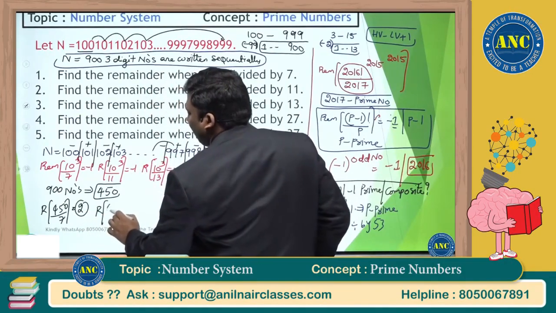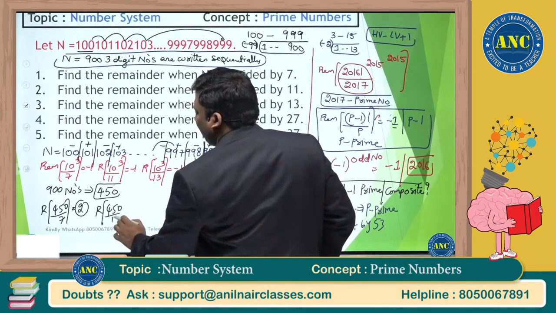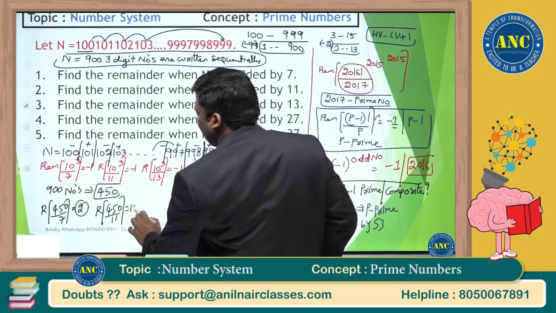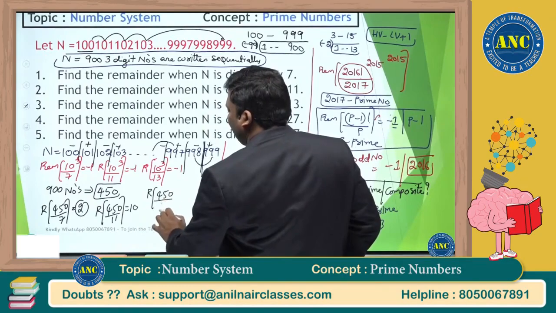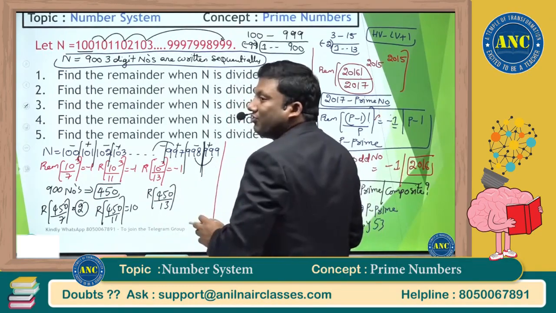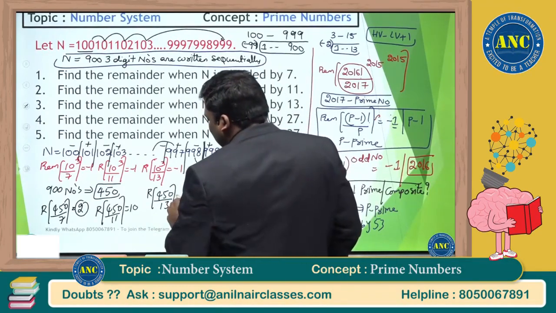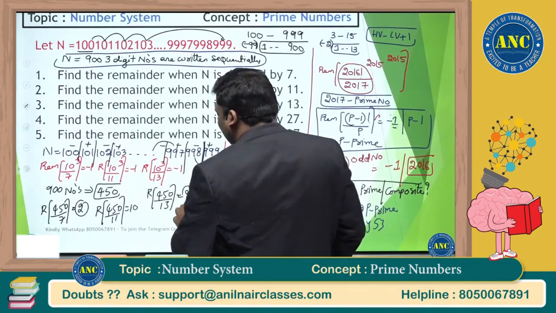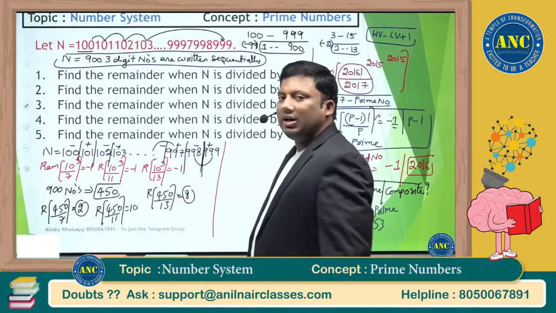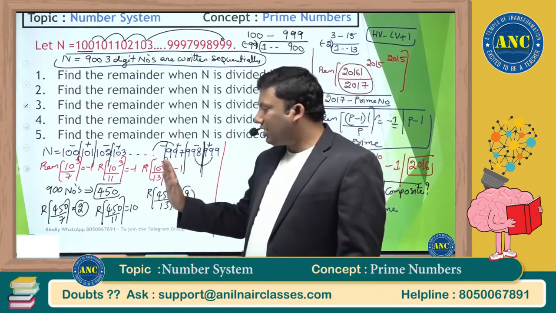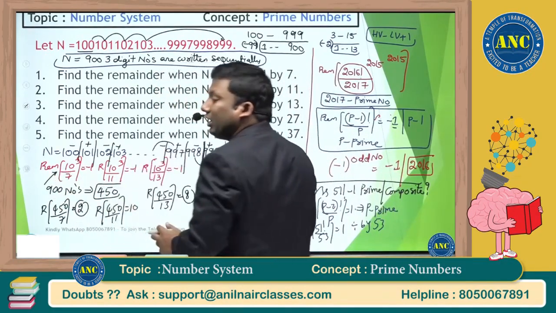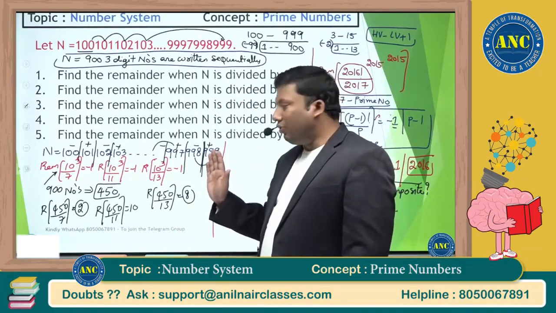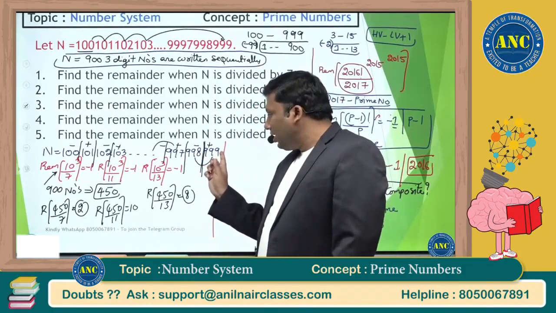Similarly, 450 divided by 11: 11 4s are 44, remainder 10. 450 divided by 13: 13 3s are 39, 60; 13 4s are 52. Remainder 8. I hope the idea is clear. 900 numbers, if I apply this concept, I get 450. Why do I get 450?